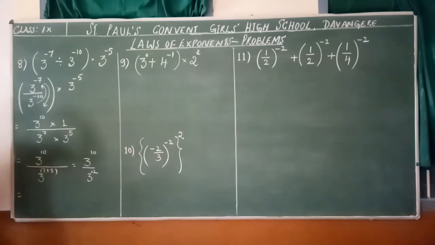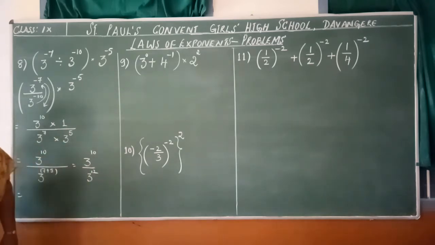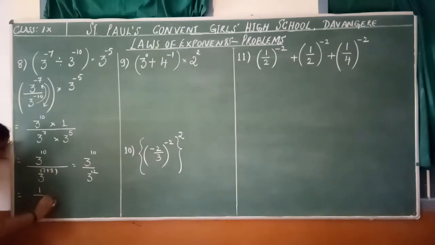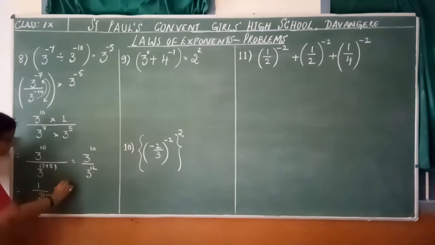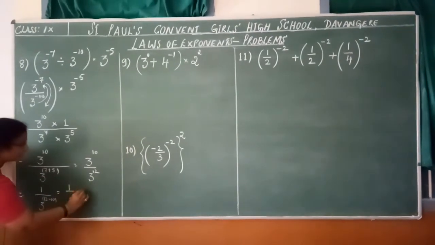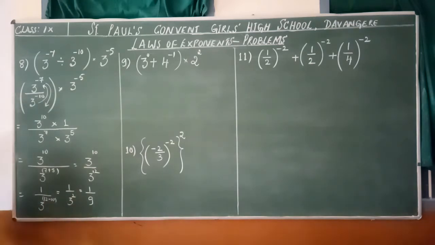Now where do I have to subtract? The index is greater in the denominator. Let us subtract the indices in the denominator. 1 divided by 3 to the power of 12 minus 10. That is equal to 1 by 3 square, which is equal to 1 by 3 into 3, which is 9.